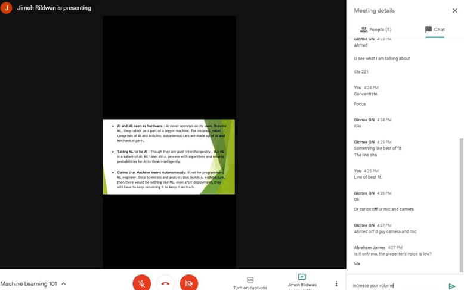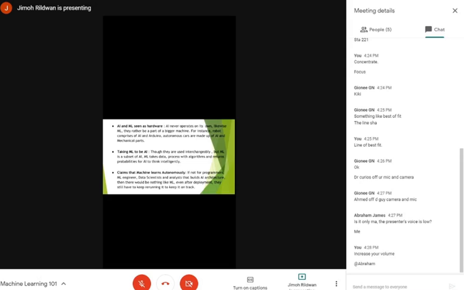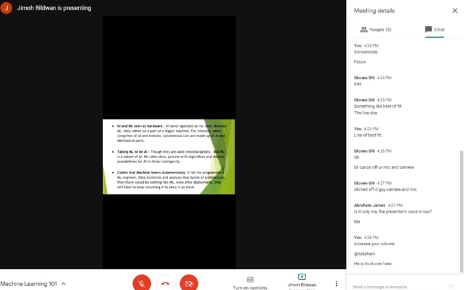It needs other skills for it to stand on its own. Now, taking ML to be AI, I hope I've cleared that part already. Though they are used interchangeably, ML is a subset of AI. ML takes data, processes it with algorithms, and returns probabilities for AI to think intelligently. I don't think I need to spend much time on that.